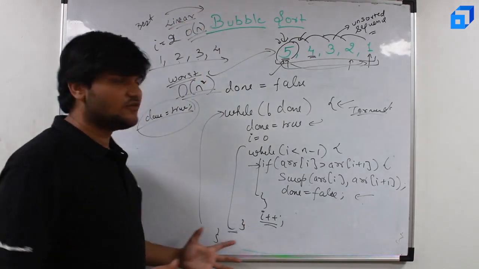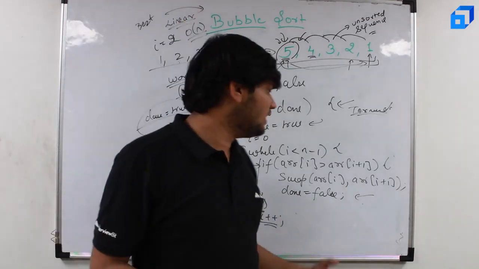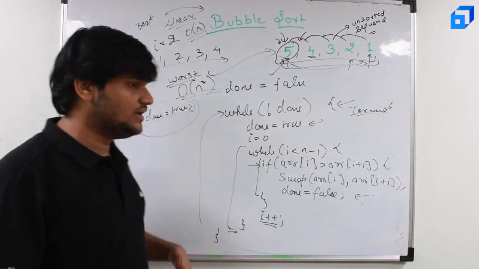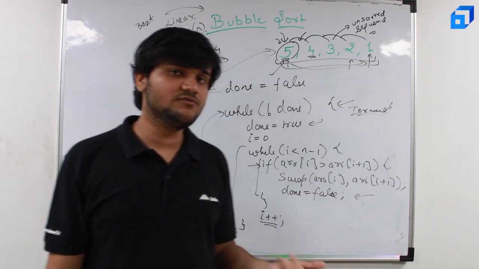So I hope the logic for the bubble sort algorithm is clear to you all. This is one of the very fundamental algorithms in sorting, and this will lay down the concepts of more sorting algorithms for you guys, right?